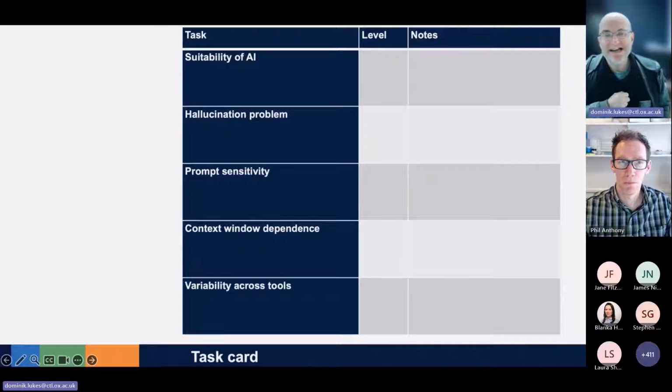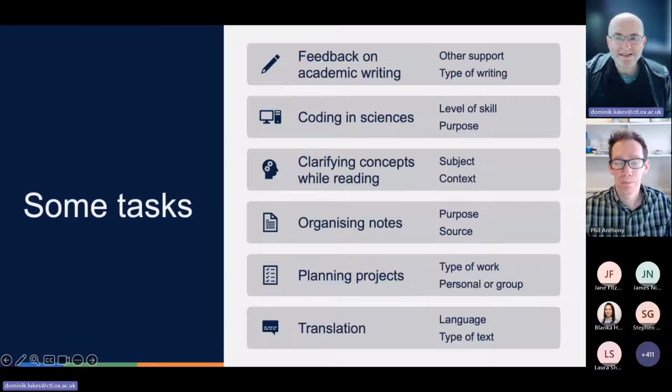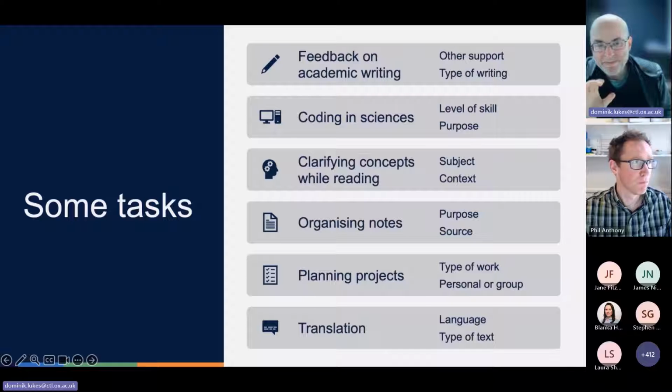So I have this framework that, every time I want to think about whether I want to use AI, I sometimes go through in my head, and when I share it, I do it on paper, and answer these questions. It's really important because of the jagged frontier that we think very specifically about the specific task, not necessarily in general. Here are some tasks that we've worked on: feedback on academic writing, coding, clarifying concepts while reading, organizing, planning projects. What is the actual task in general? What is the specific nature of it? What is the type of work? There are always these things we need to answer.